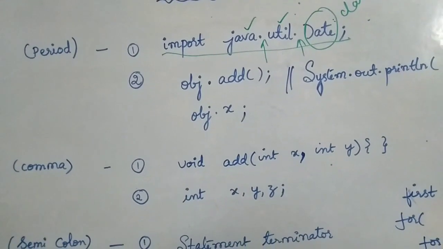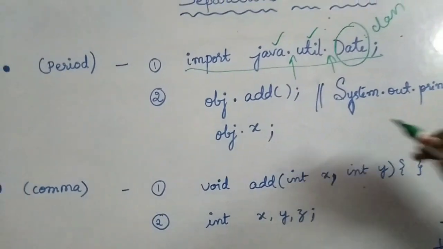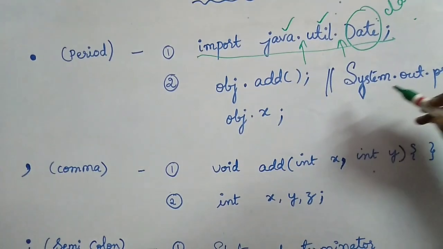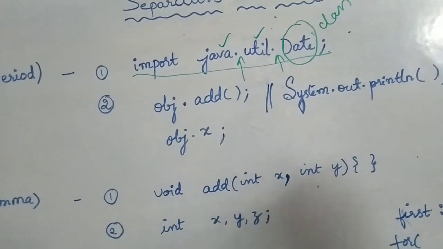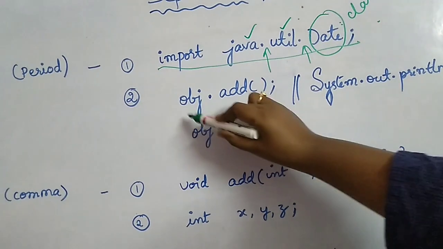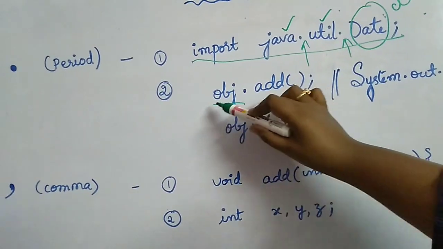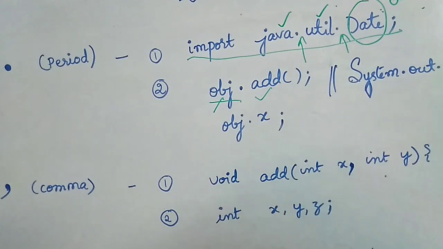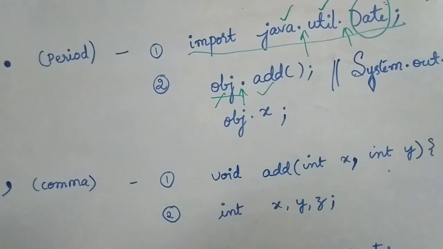So this is the first use of the period separator. And the next one is, it is used to separate methods from its objects and variables from its objects. So say I have an object which is obj. Okay, so obj dot add. So this is the object and this is the method name. So to separate these two things we are using period here.